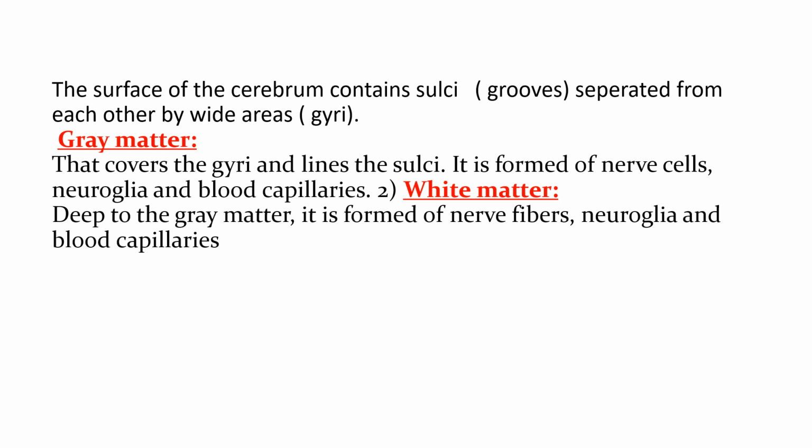The surface of the cerebrum contains sulci, which are grooves separated from each other by wide areas called gyri. Gray matter, what about the gray matter? Gray matter is present here, not inside, but outside. Gray matter covers the gyri and lines the sulci. It is formed of nerve cells, neuroglia, and blood capillaries. As regards white matter, it is deep to the gray matter. It is formed of nerve fibers, neuroglia, and blood capillaries.